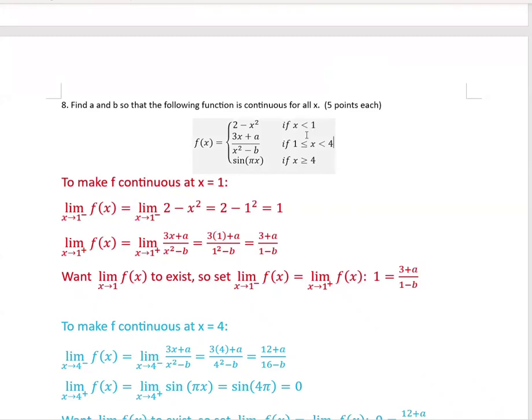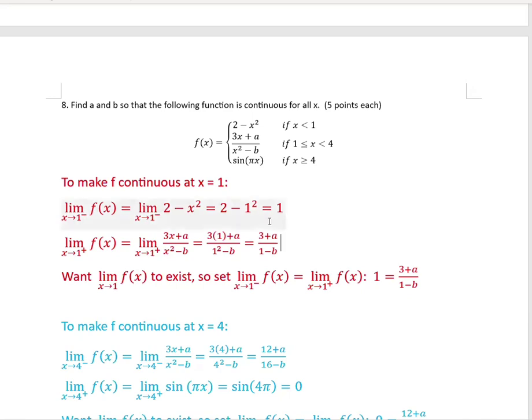The discontinuous points seem to be 1 and 4, so we've got to find the limits at those points. That's what I said. To make f continuous at x equals 1, I found the limit from the left and from the right. From the left, it's just 2 minus x squared, so that's equal to 1. From the right, it will be this guy over here, so that's equal to 3 plus a over 1 minus b. We want the limit to exist in order for it to meet the definition of continuity.